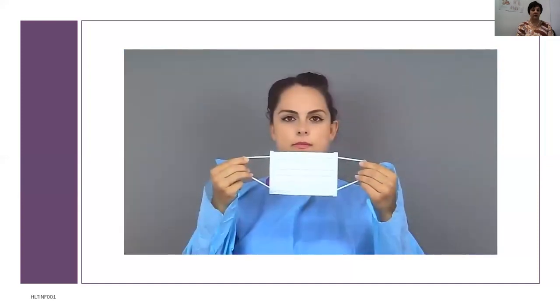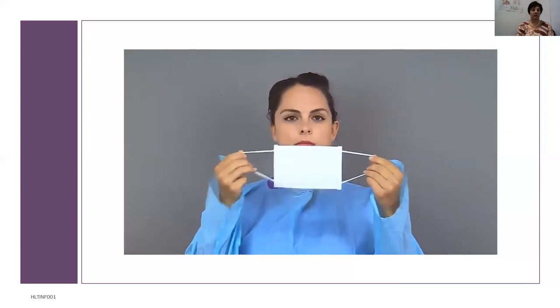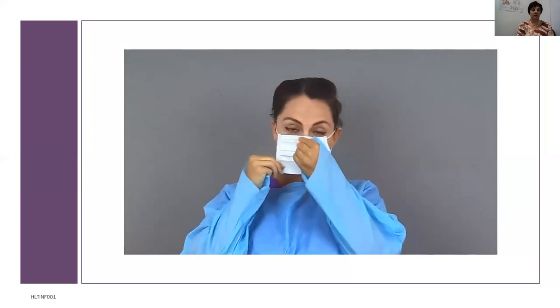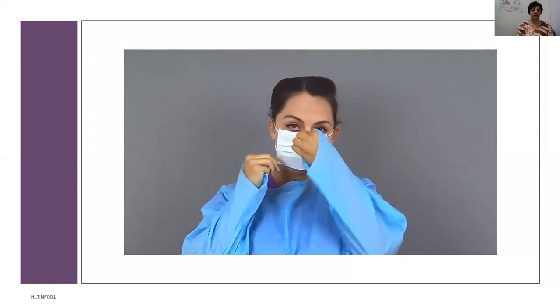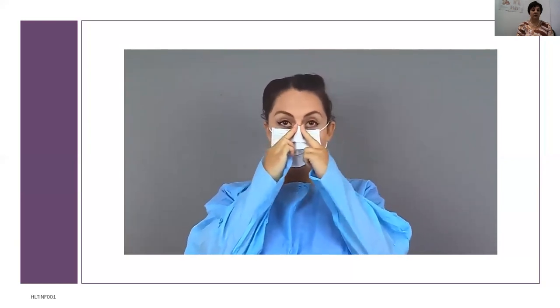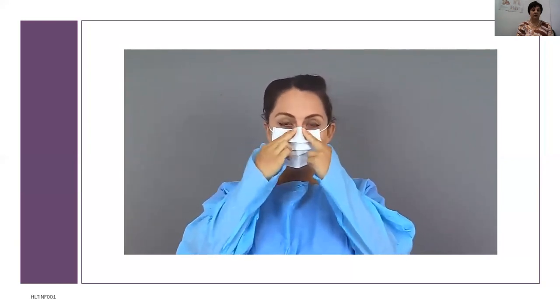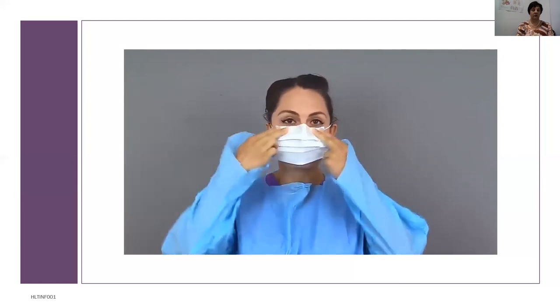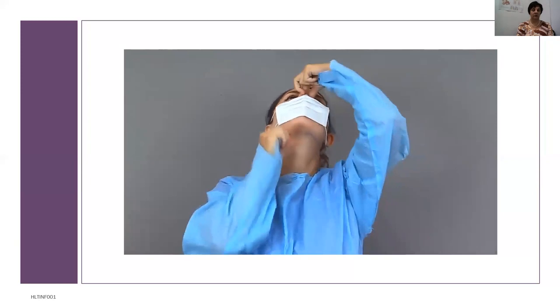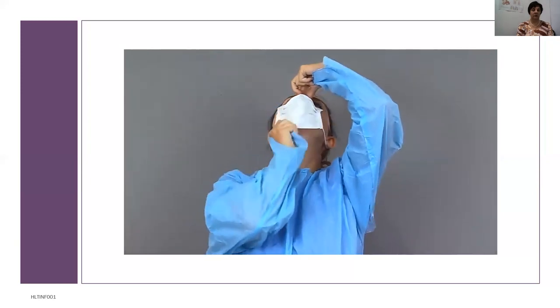Next, don a face mask or respirator. If using a face mask with ear loops, place each loop over the ear, then grasp the nose piece of the mask and bring it to cover the bridge of the nose. Then mold the nose piece of the face mask with the fingertips of both hands by starting at the bridge of the nose and work outward toward the cheekbone. Then grasp the nose piece of the face mask and pull the bottom of the mask under the chin.